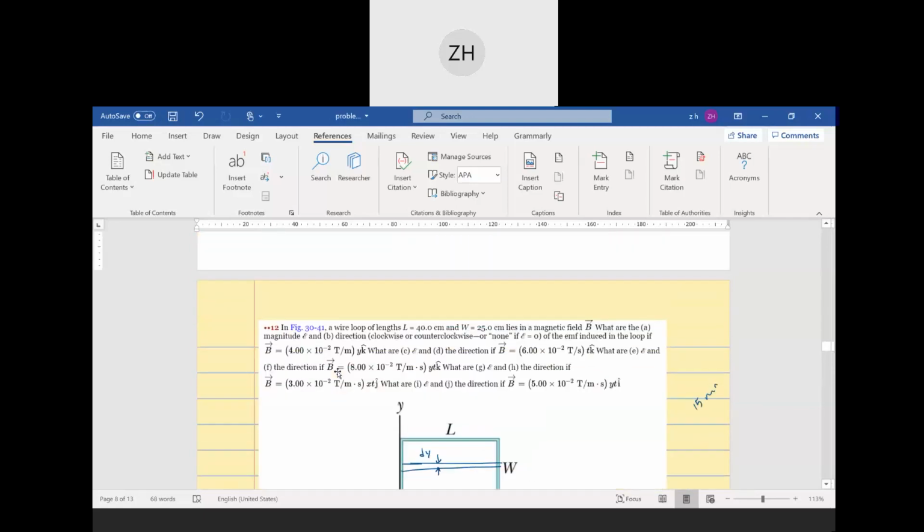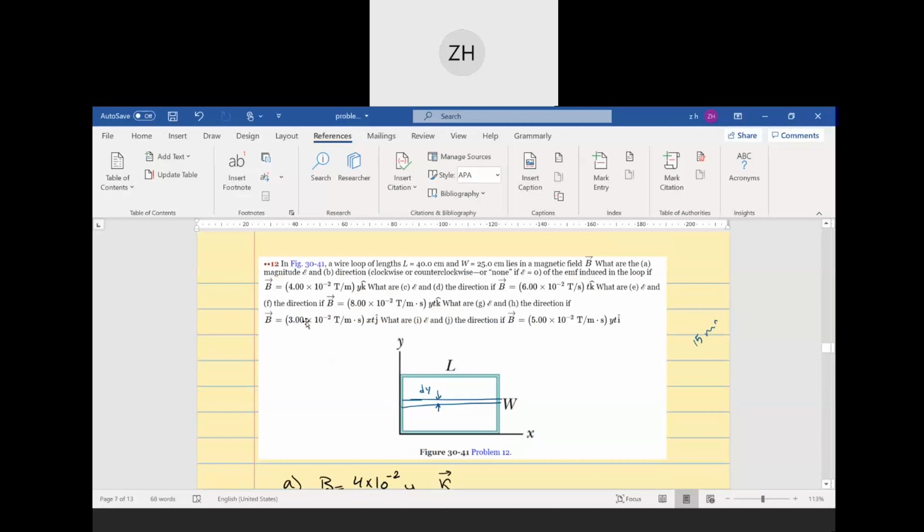We still have more expressions to study. So in part G, we have 3 times 10 power minus 2 xt, and we want the induced electromotive force again. Now, the direction of the magnetic field here is along j. So it's along the positive y-axis. This is the direction of the magnetic field in part G.